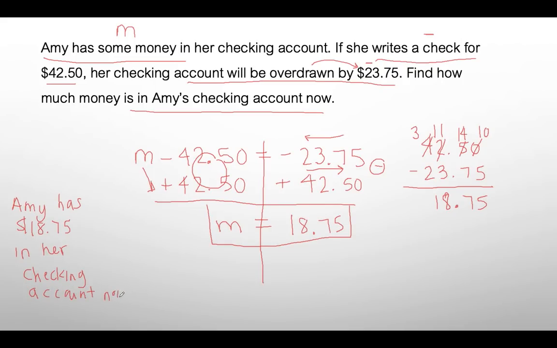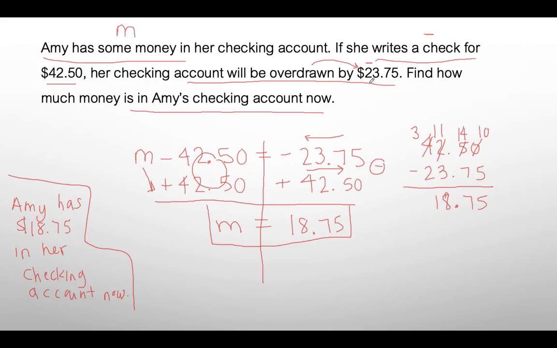Now, sorry, my handwriting looks like I'm 5. So that would be my final answer. Now this makes sense. She doesn't have a ton of money in her account. If she writes this check, she's going to be in debt. So my answer not only makes sense in the context, but it makes sense in the fact that she should not have enough money to write that check for $42, which is definitely the case.